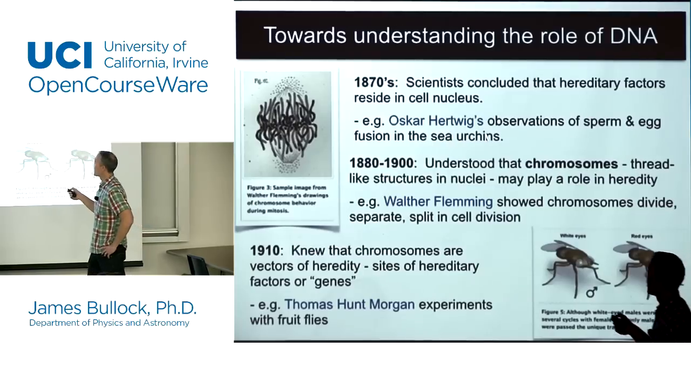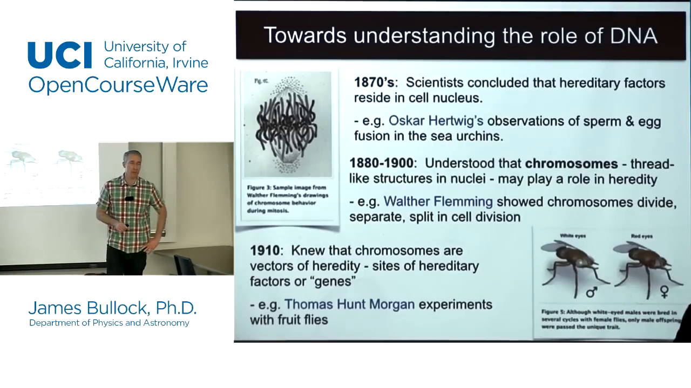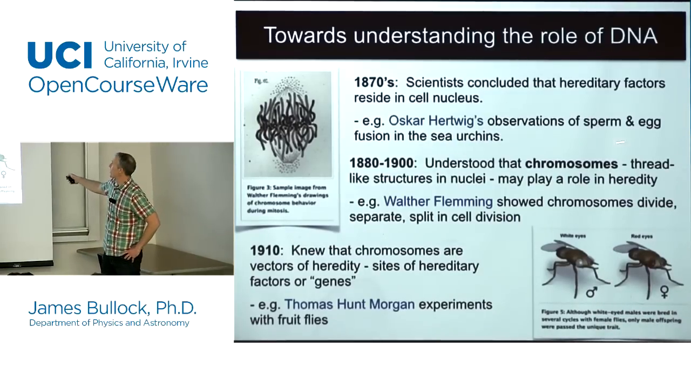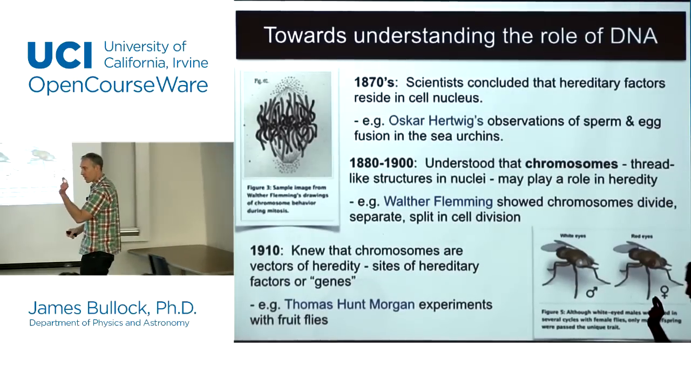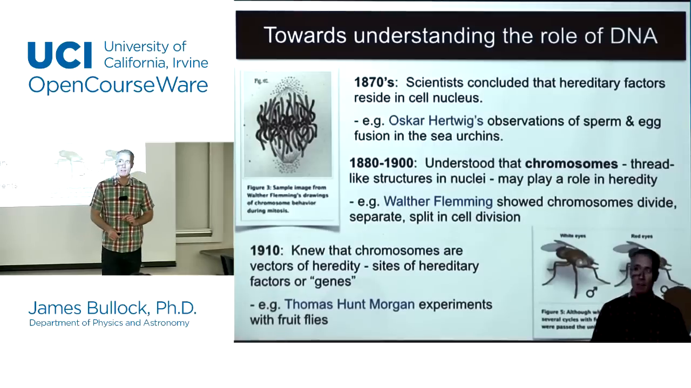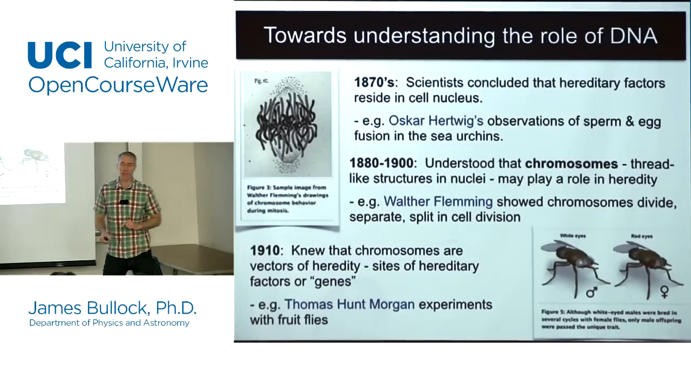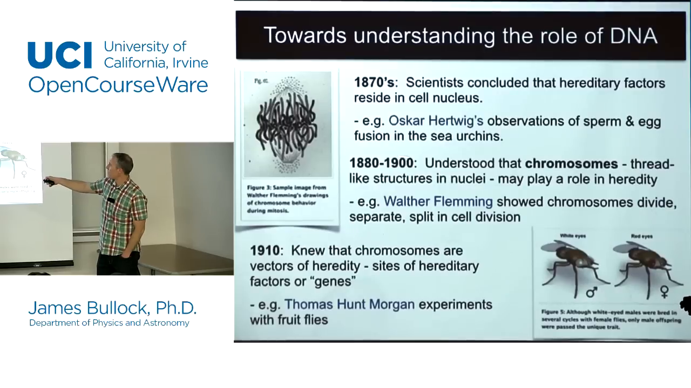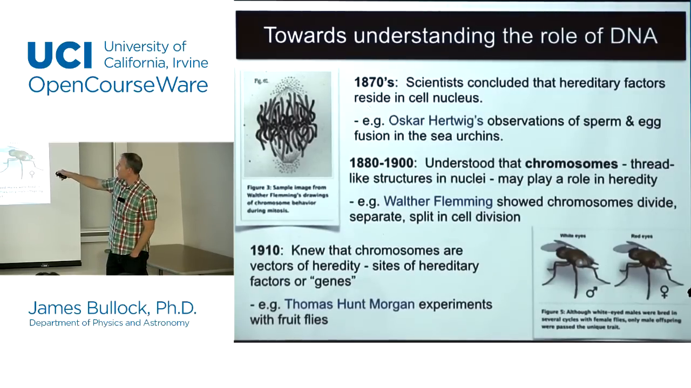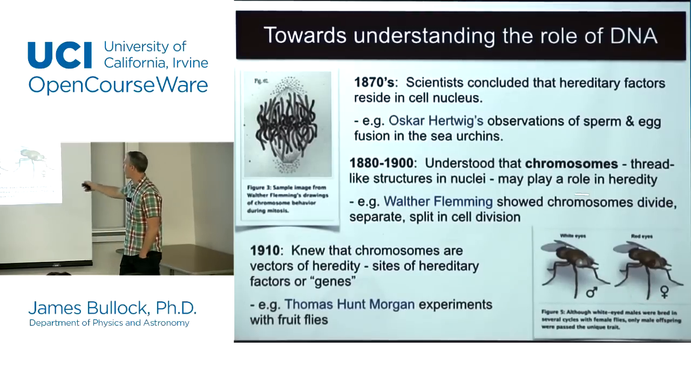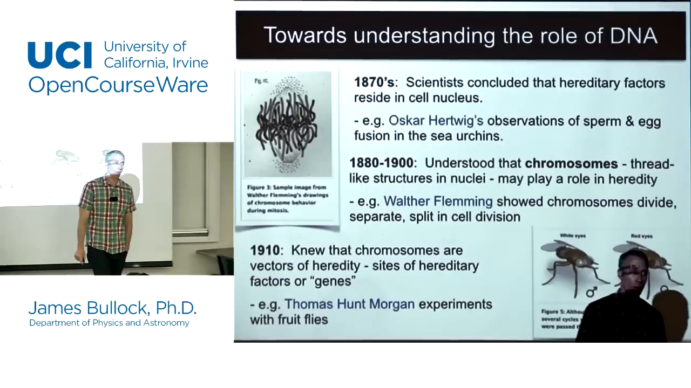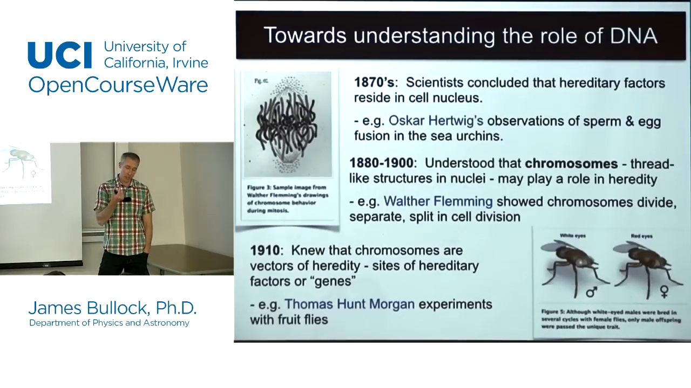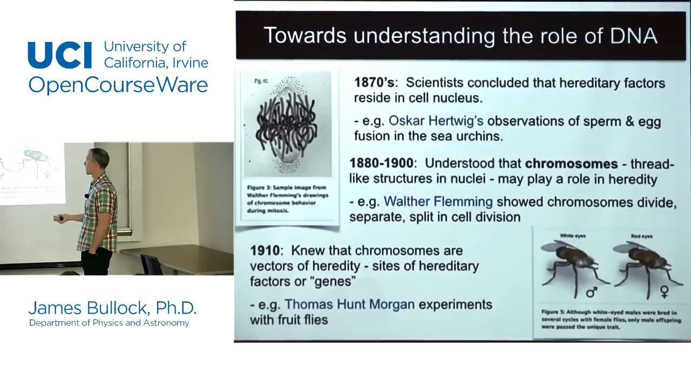And so, for example, Hertwig was doing these observations of sperm and egg fusion in sea urchins, and realized that it was really what was going on in the nuclei of the egg cell that was the heart of heredity. A little bit later, people began to understand that inside the nuclei were these chromosomes. They're sort of these thread-like structures that look like this. And people were beginning to understand that these were actually the main things that were playing the role of heredity in these cells. And so then people said, okay, well, let's try to figure out what's going on with these chromosomes.